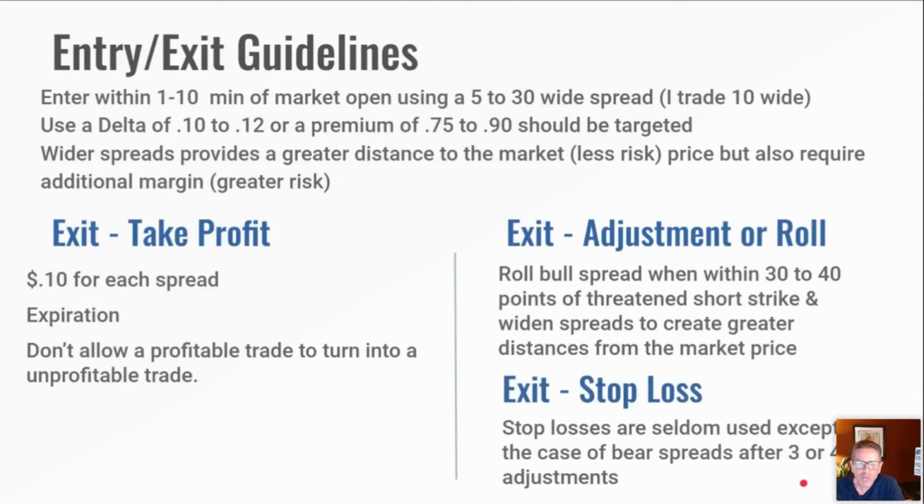All right, stop losses. I seldom use stop losses, except in the case of bear spreads when the market is moving up really fast against you. After about 3 or 4 adjustments, you might want to just cut your losses and move on, especially on a bear spread. Bull spreads are much easier to manage, because when the market's moving down, there's high volatility, and it is much easier to manage trades that way.